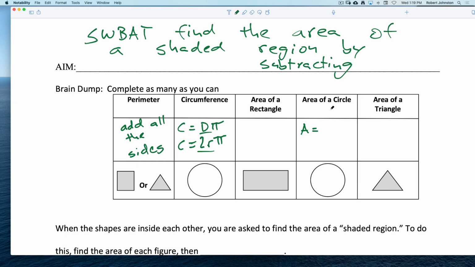Well, you know it's going to have what weird symbol in it? Pi. Yeah, circles always have pi in them. And then with a rectangle or a square, they always have two. Well, I'm going to give you my hint for remembering this.